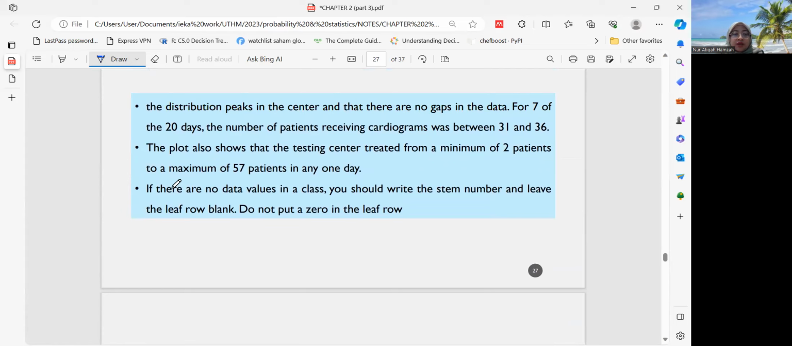And then, if there are no data values in a class, you should write the stem number and leave the row blank. Ni macam saya cakap lah. And do not put a 0 in the leaf row. Tu apa yang saya sebutkan tadi. Okay. Itu adalah stem and leaf plot.